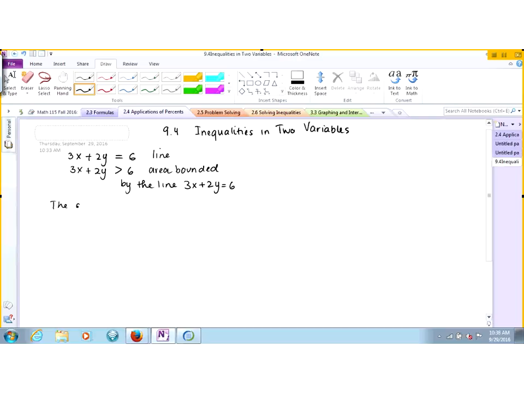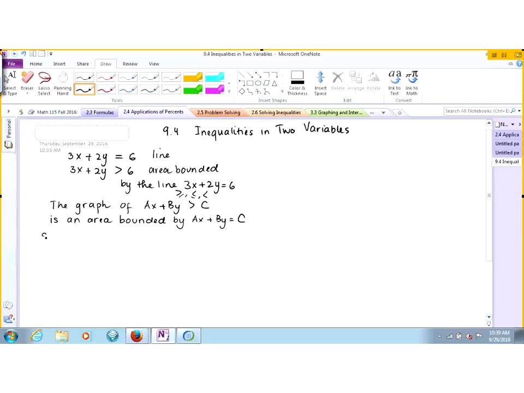Now, so let's write down the graph of ax plus by greater than c, or this can be greater than or equal to, less than or equal to, less than, is an area bounded by ax plus by equals c. Okay? All right. So it's bounded by the line.